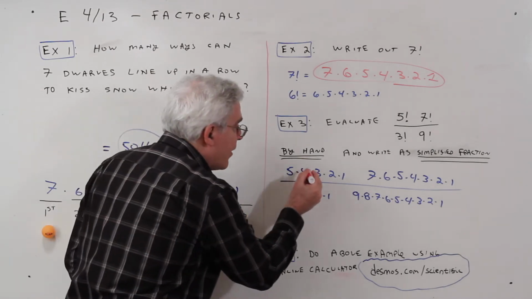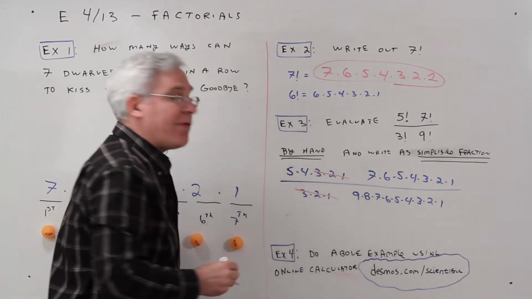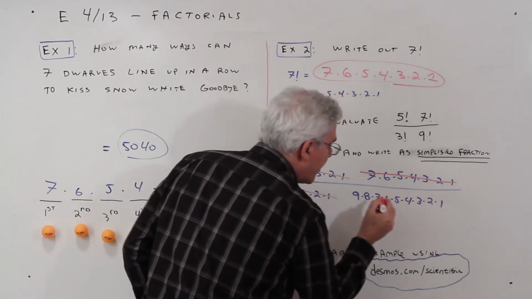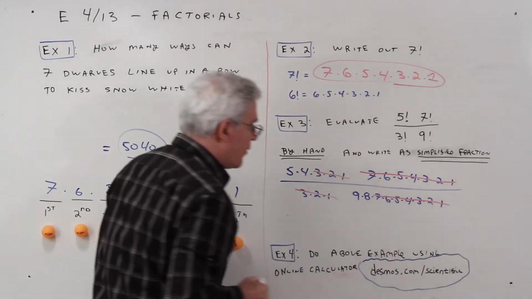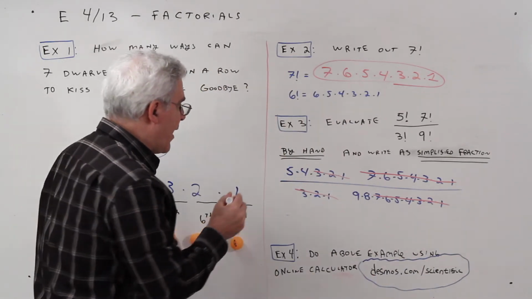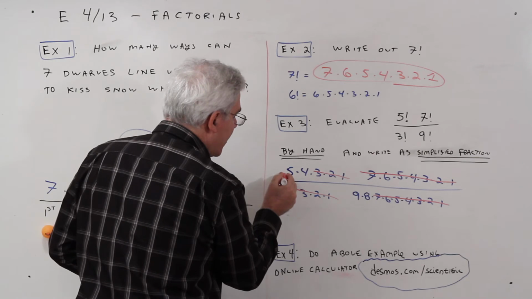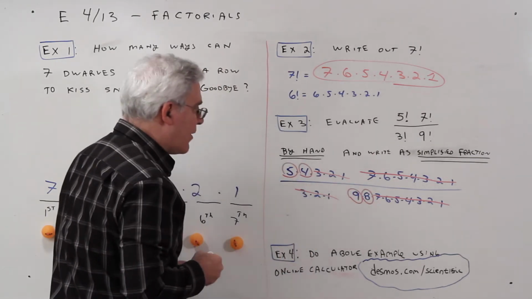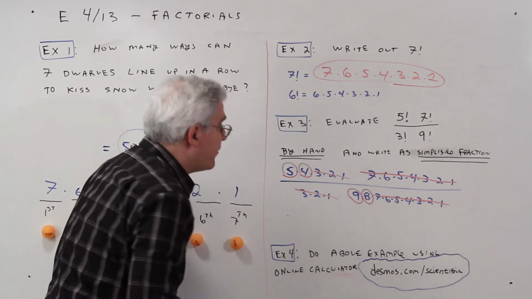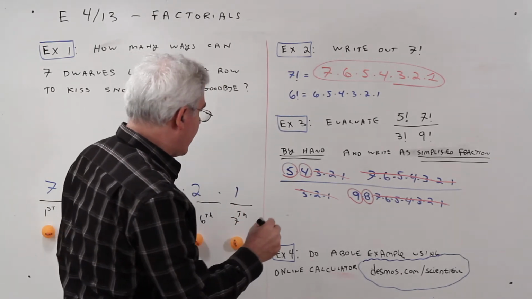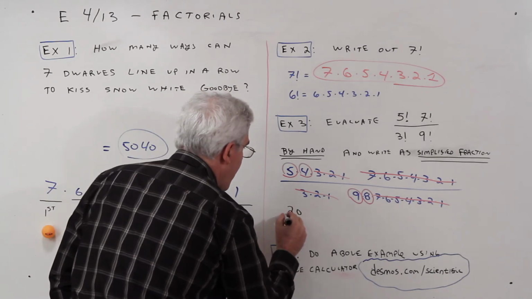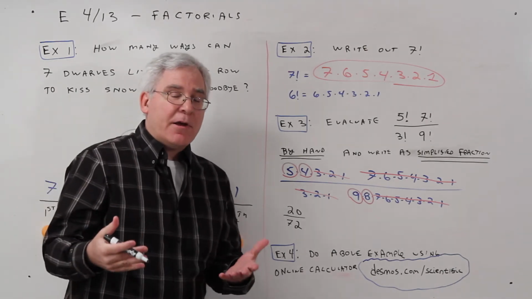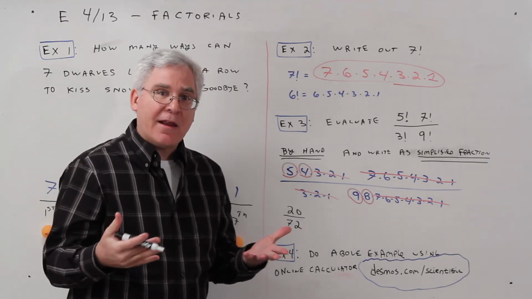Hopefully you could see 3, 2, 1 cancels with 3, 2, 1. 7, 6, 5, 4, 3, 2, 1 cancels with 7, 6, 5, 4, 3, 2, 1. So let's see who survived. I've got a 5 and a 4 and a 9 and an 8. So I'll just write that down as 20 over 72. And this is where that feature on your calculator would come in handy, how to reduce.